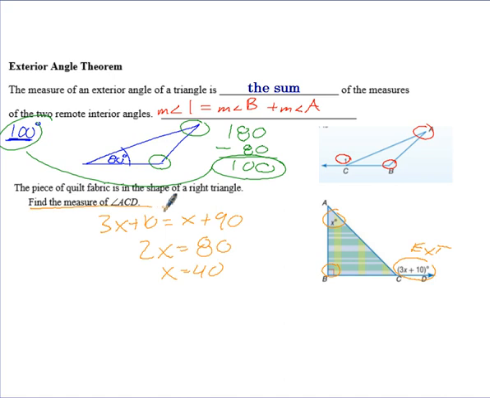Remember, though, we do need to solve for measure angle ACD, which is this right here. So 3 times 40 plus 10 gives me 120 plus 10, which gives me 130 degrees. Alright, that is all of our vocabulary and theorems all about triangles. Remember, a triangle always adds up. The angles of a triangle add up to equal 180 degrees.